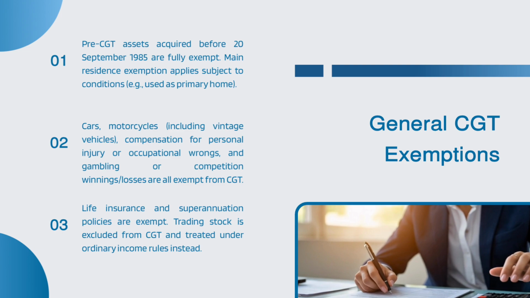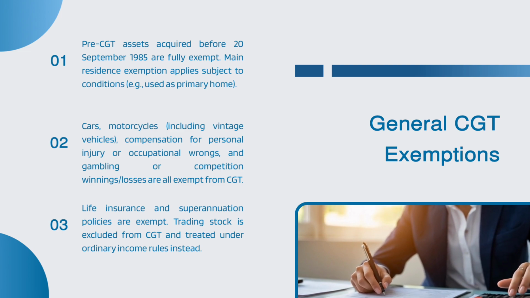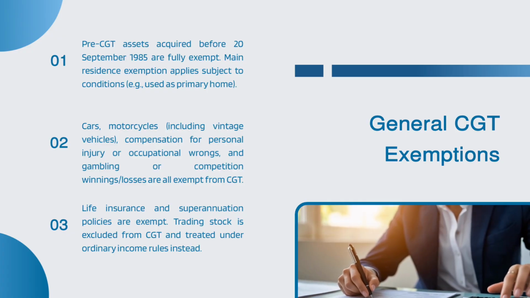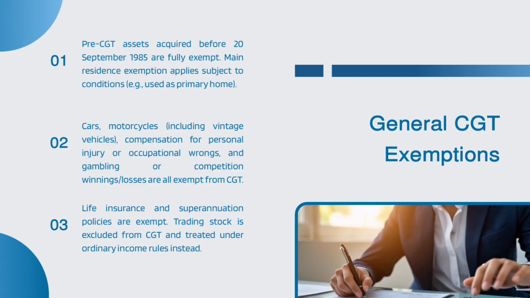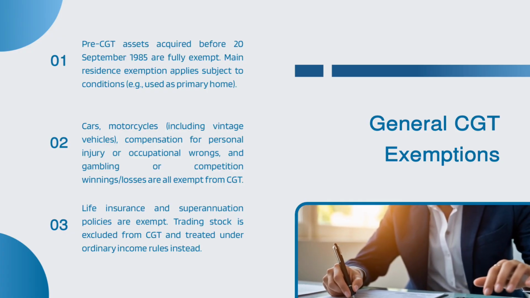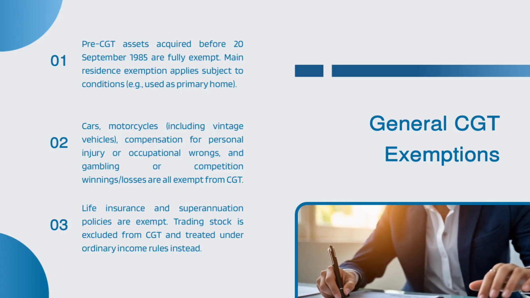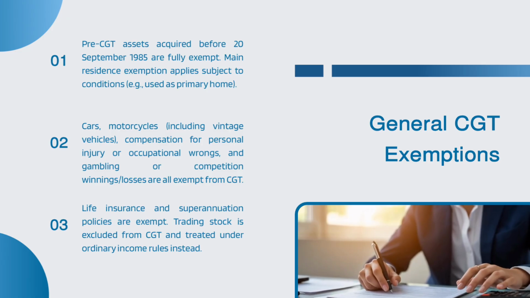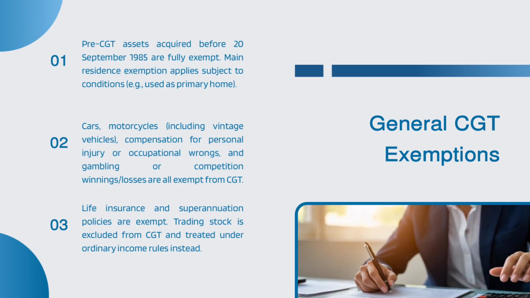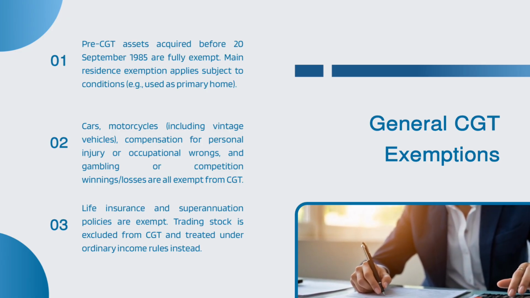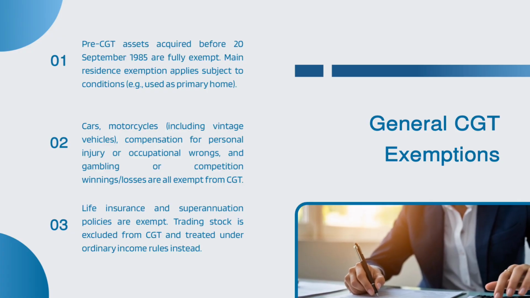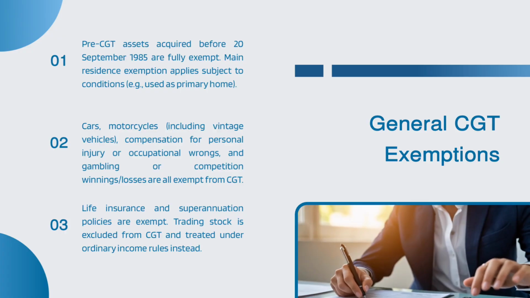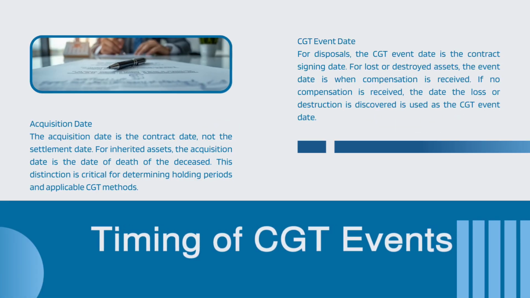Not every asset disposal triggers CGT. The most common exemption you will encounter is the main residence exemption, though this has specific conditions we assess carefully. Other notable exemptions include assets purchased before September 20, 1985, personal cars and motorcycles, gambling winnings, and compensation payouts for personal injury. Also, if an asset is considered trading stock, for example, if the client is a property developer or share trader, the transaction is treated as ordinary income, not under the CGT regime.